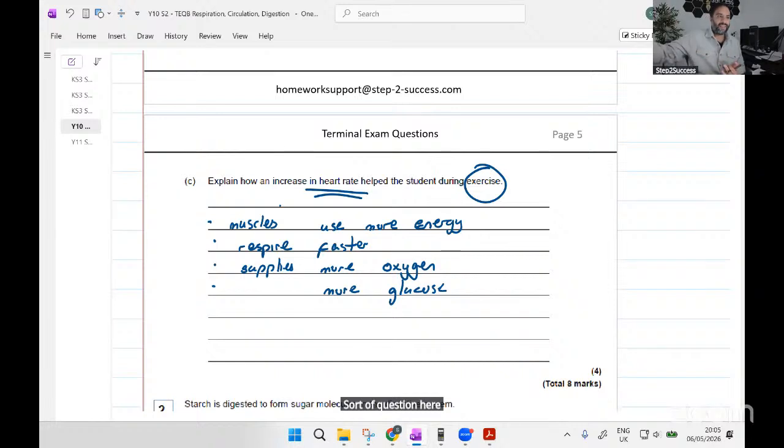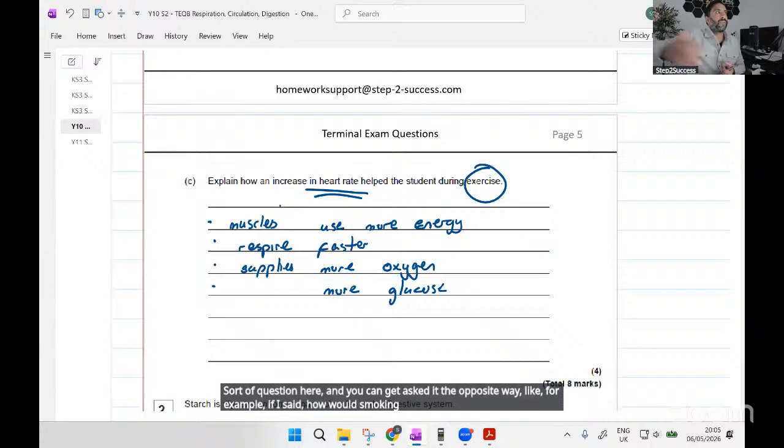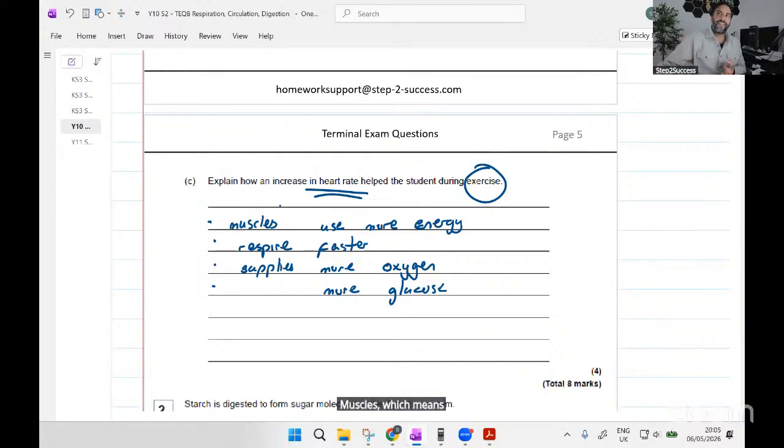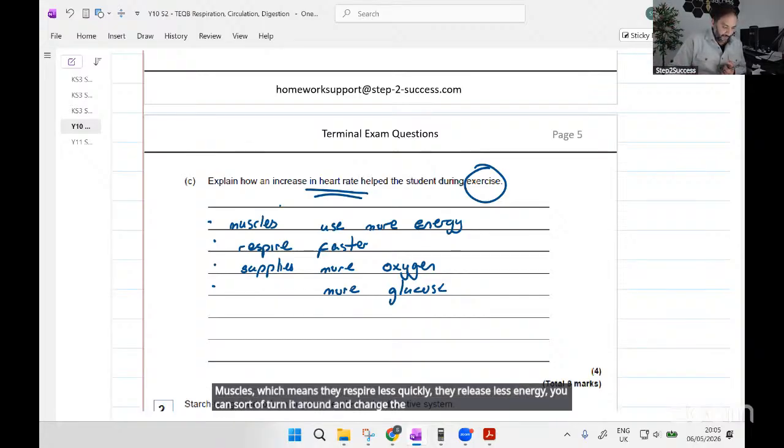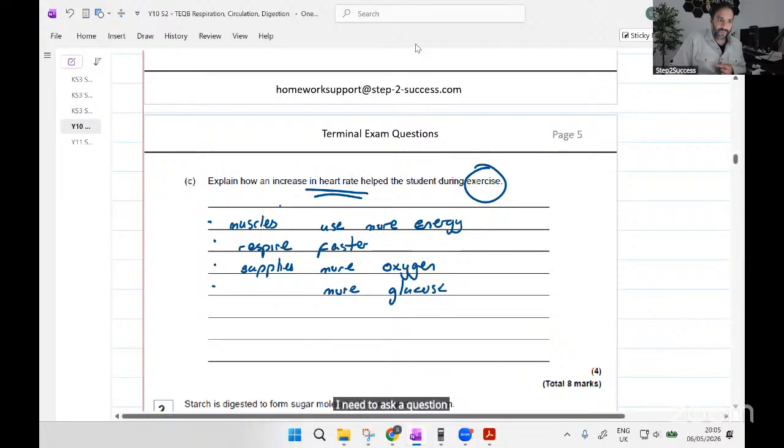And you can get asked it the opposite way. For example, if I said, how would smoking affect you during exercise? You could mention that your lungs get damaged, so less oxygen is supplied to your muscles, which means they respire less quickly and release less energy. You can turn it around and change the question a little bit. Let me just answer the question that's specifically being asked. 4B.